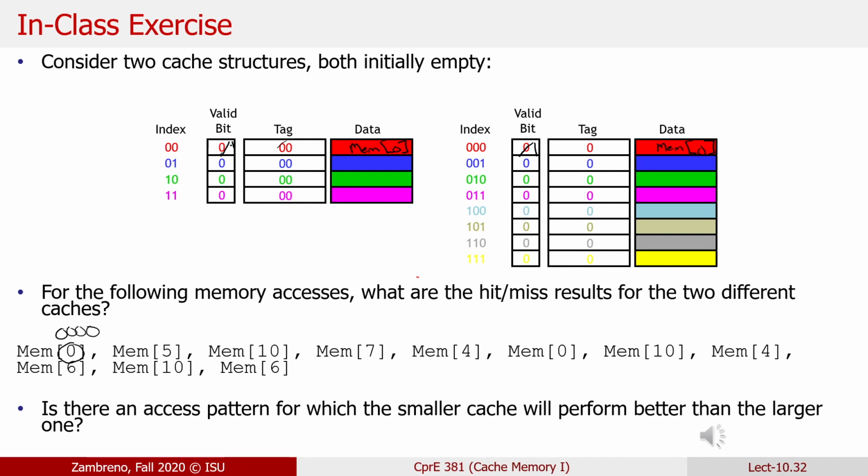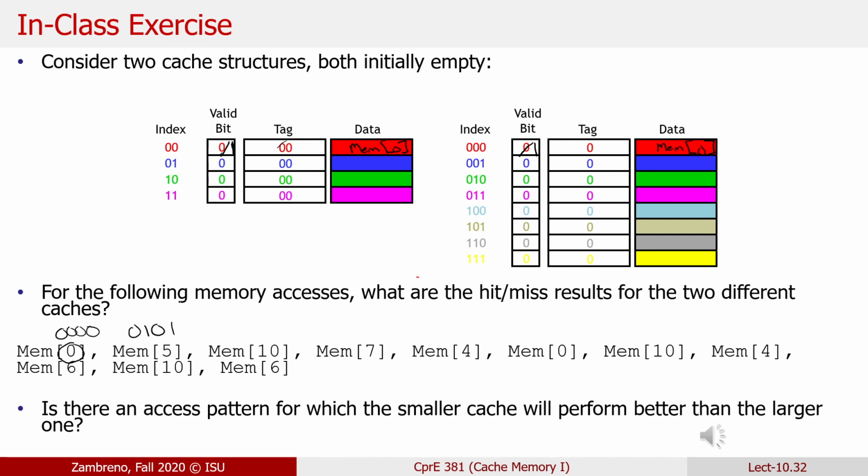But the question is actually asking, don't show me what the cache looks like. What are the hit-miss results for the 2 different caches? So is that a hit or a miss? It's a miss, right? Our cache is empty to begin with, or completely invalid to begin with. So it's empty to begin with. Next access comes, we can go through this relatively quickly.